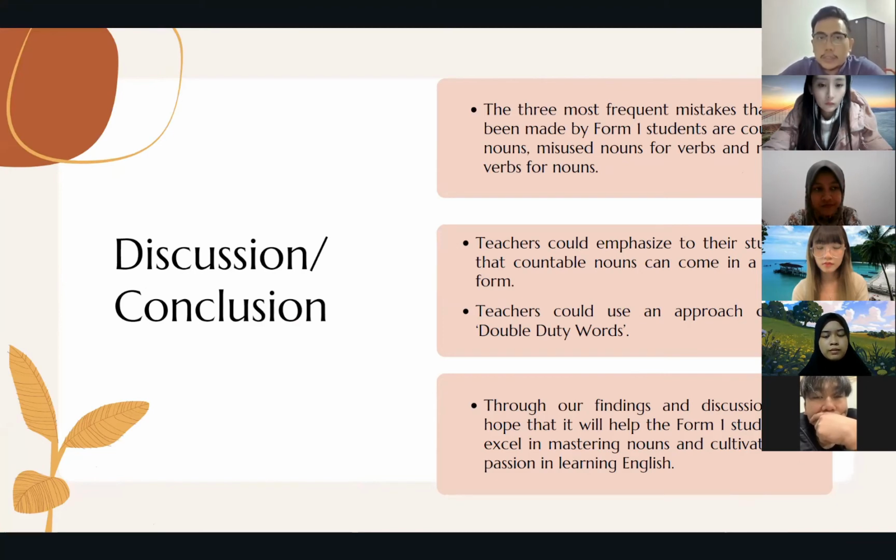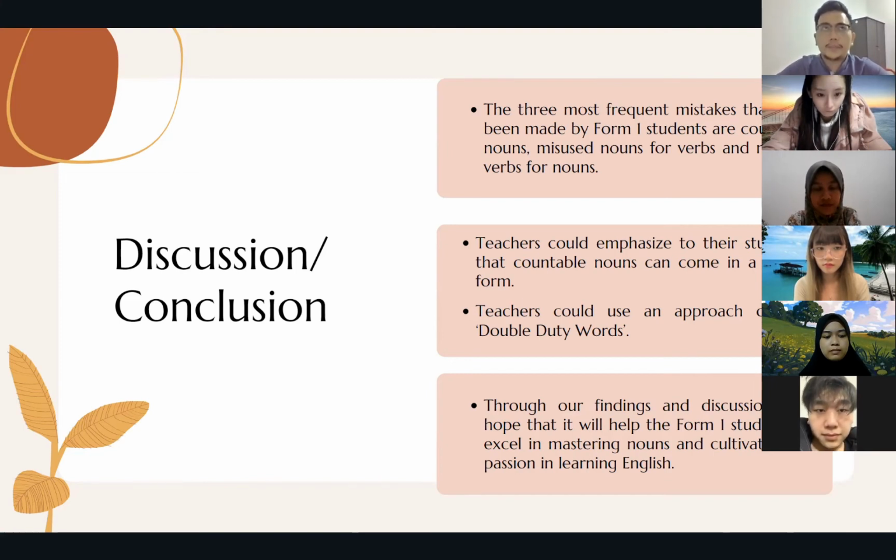Next is our discussions and conclusions. Based on our discussion, we could conclude that the three most frequent mistakes made by students are countable nouns, ranking number 1, misuse of nouns for verbs, number 2, and the third one is misuse of verbs for nouns. Basically, the teachers should emphasize to their students that countable nouns can come in a plural form. This is a way for the teachers to overcome the countable nouns problem in Form 1 students. So in order for us to differentiate between countable and uncountable nouns, countable nouns come in a plural form.